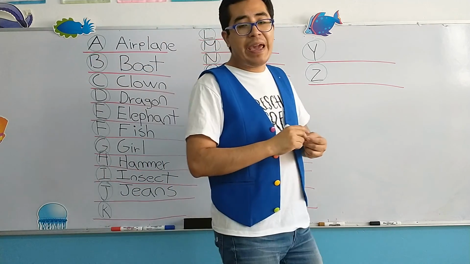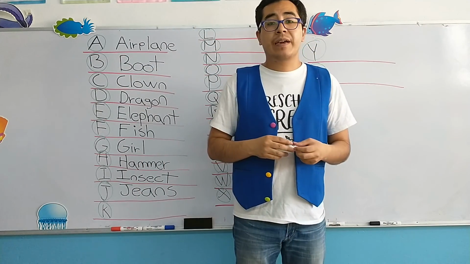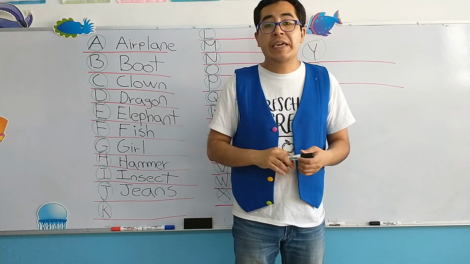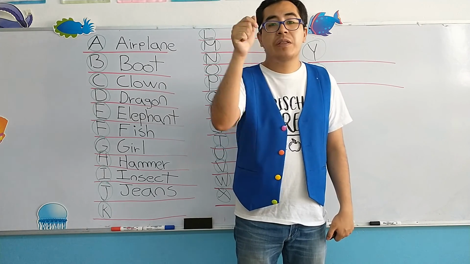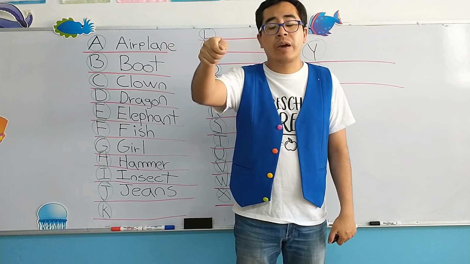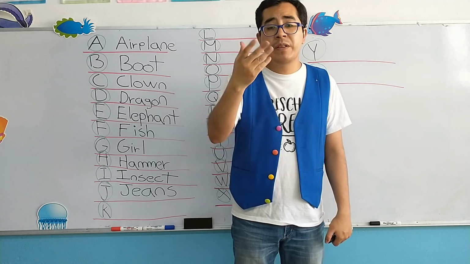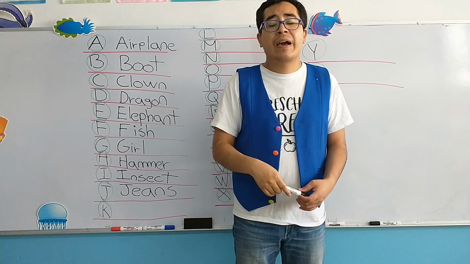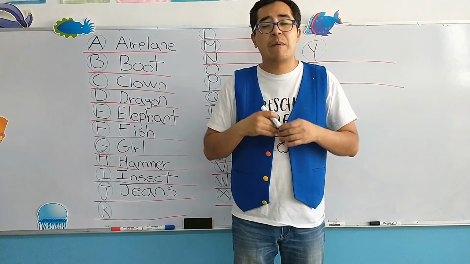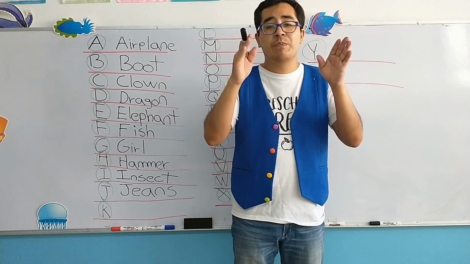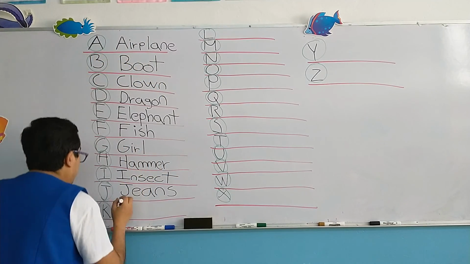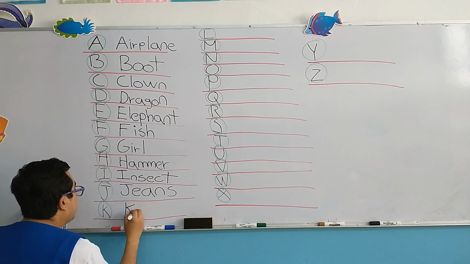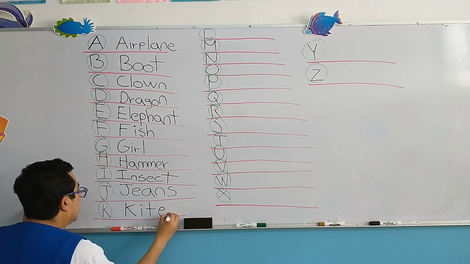For capital K, we had the kite or the key. Do you remember the key? It's a very small object that we use to unlock a door. Okay? But if you want, let's use kite, which is part of the family of toys. In Spanish, cometa. Capital K, I, T, E.